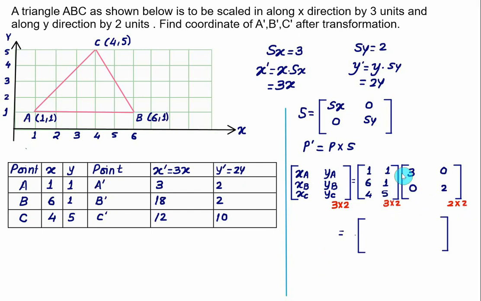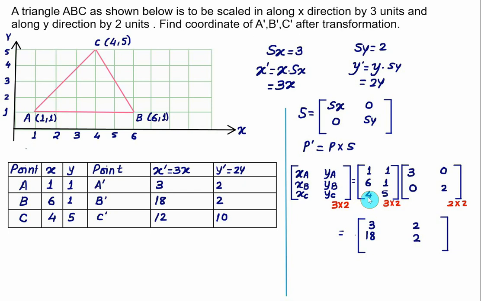We have 1 into 3 is 3. 1 into 0 is 0. Then we have first row and second column. 1 into 0 is 0. 1 into 2 is equal to 2. Then we have second row, first column. 6 into 3 is 18. 1 into 0 is 0. So we have 18, 0. 6 into 0 is 0. 1 into 2 is equal to 2.